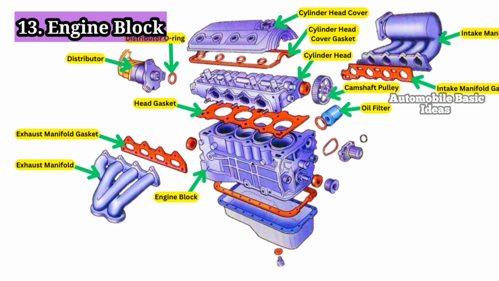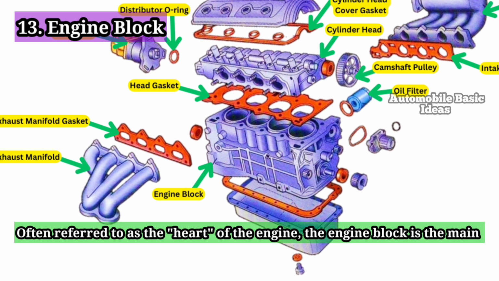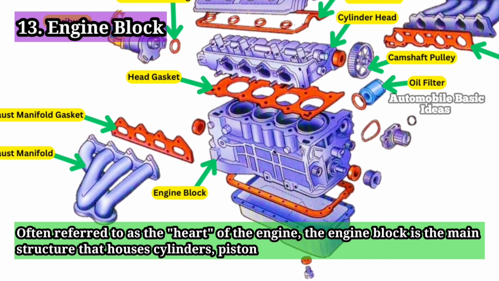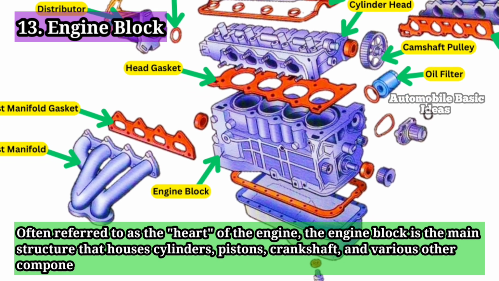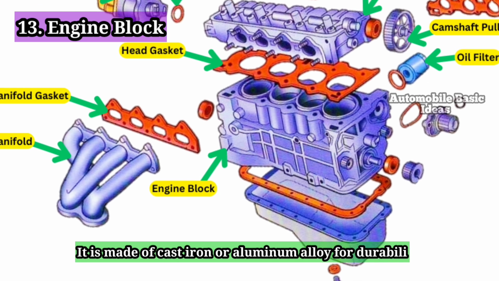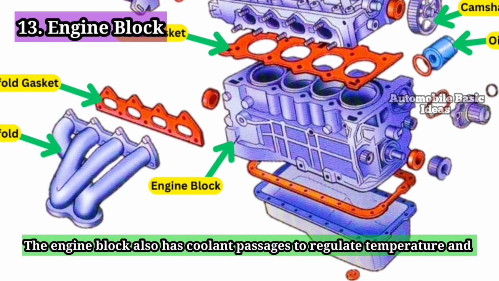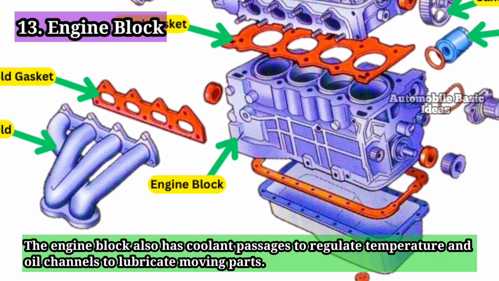13. Engine block. Often referred to as the heart of the engine, the block is the main structure that houses cylinders, pistons, crankshaft, and various other components. It is made of cast iron or aluminum alloy for durability. The engine block also has coolant passages to regulate temperature and oil channels to lubricate moving parts.